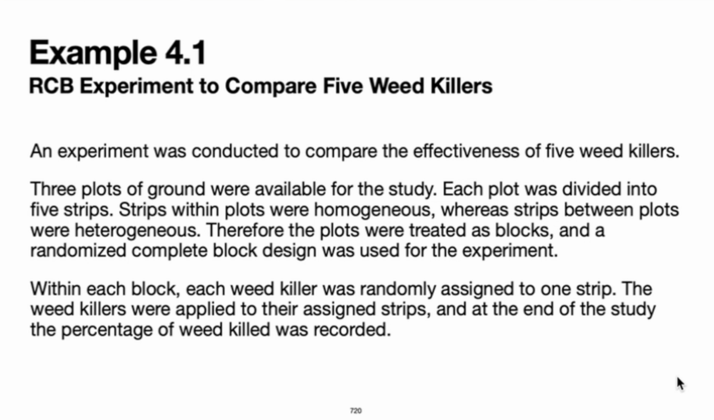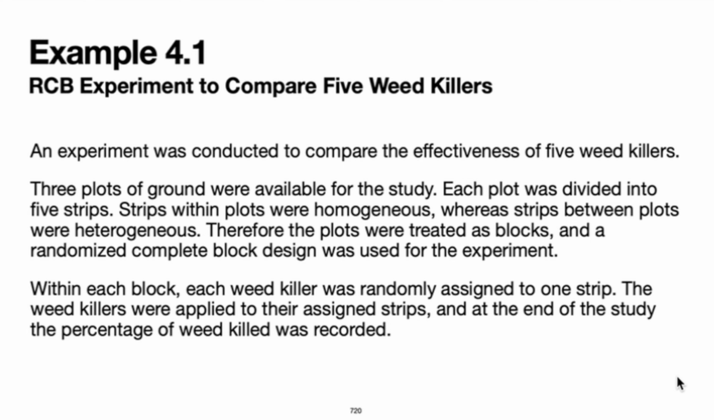So an experiment was conducted to compare the effectiveness of 5 weed killers. 3 plots of ground were available for the study. Each plot was divided into 5 strips. Strips within plots were homogeneous, whereas strips between plots were heterogeneous. Therefore, the plots were treated as blocks, and a randomized complete block design was used for the experiment. And so in order to, again, make valid inferences, we have to take that blocking into account.